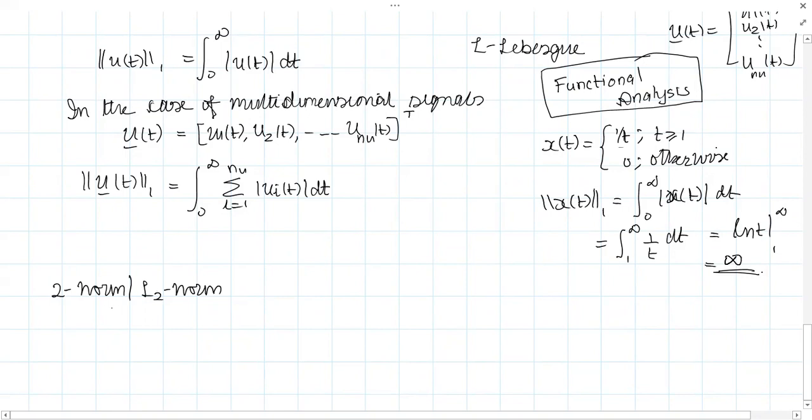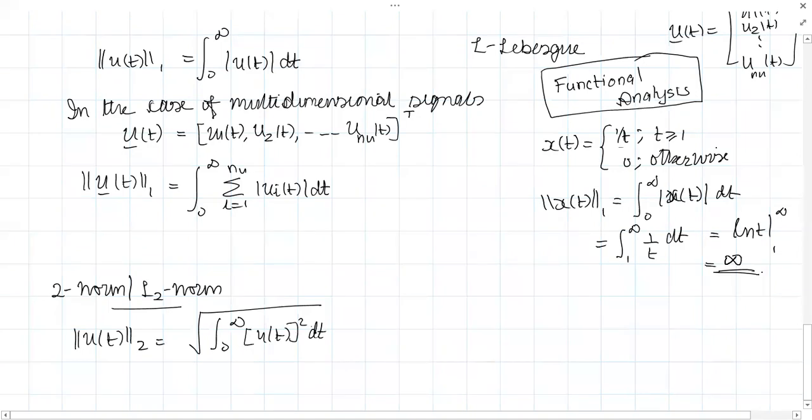So the L2 norm is defined in this way: root of integral 0 to infinity of u of t square. It is similar to our RMS, root mean square. So what does the square of this norm represent? Any idea? It represents the total energy.